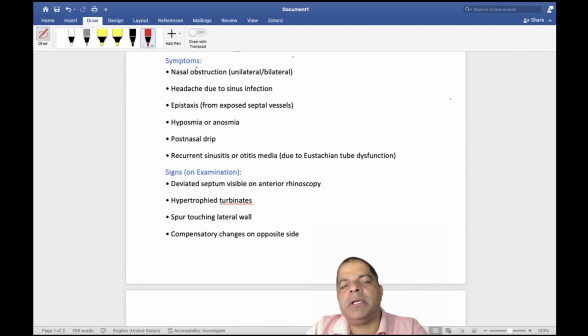Let's talk about spurs. A spur can cause vessel erosion and expose vessels in the septum, which gives bleeding from the nose. Another issue is there may be a little decrease in smell. The next one is post-nasal drip, needing throat clearing.